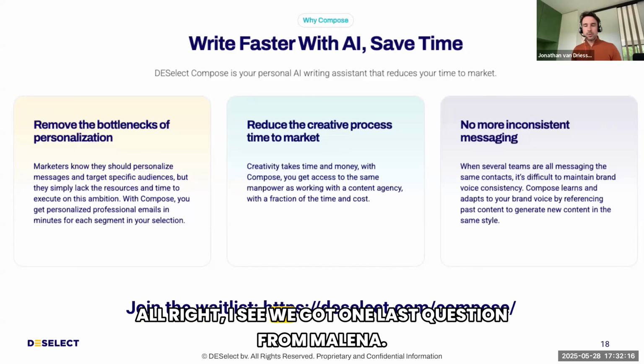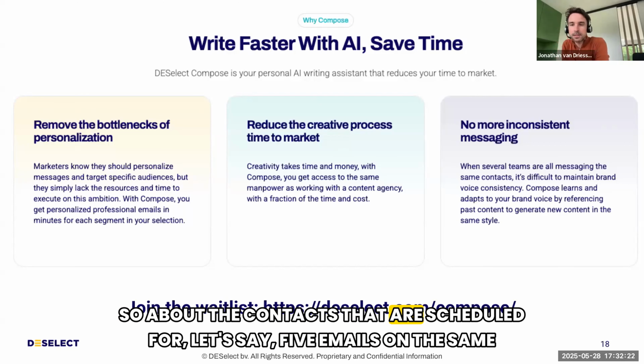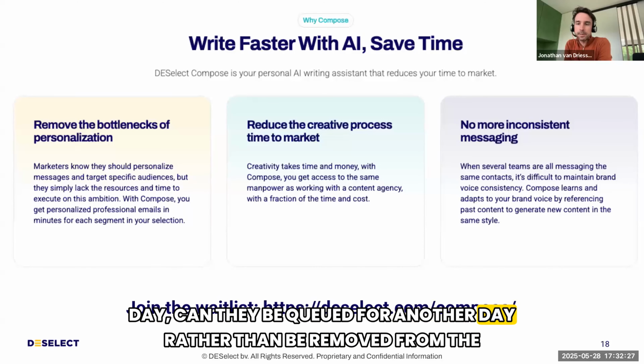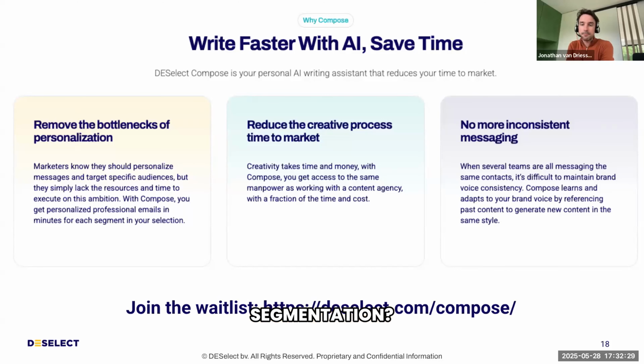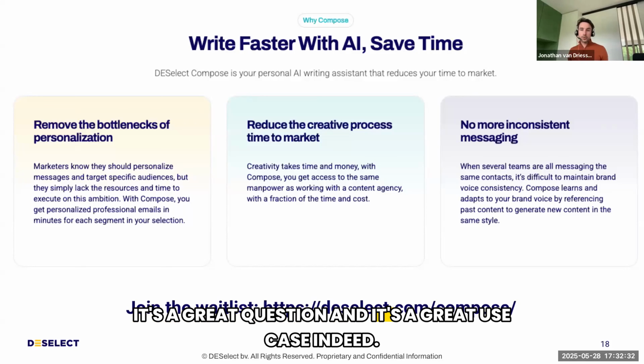All right, I see we got one last question from Malena. About the contacts that are scheduled for, let's say, 5 emails on the same day, can they be queued for another day rather than be removed from the segmentation? Yes, definitely. It's a great question, and it's a great use case indeed.